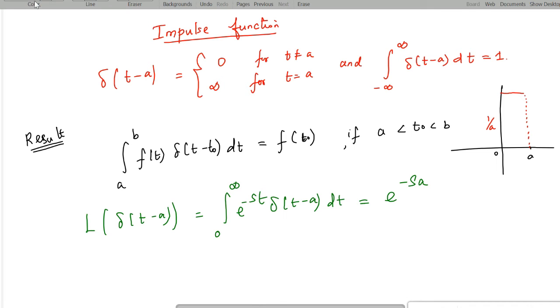In particular, if you take a equal to 0, you get the Laplace transform of del t equal to e power minus s into 0, which is 1.